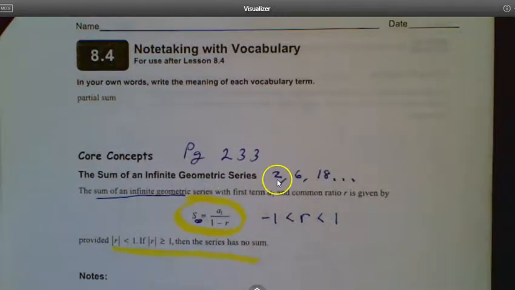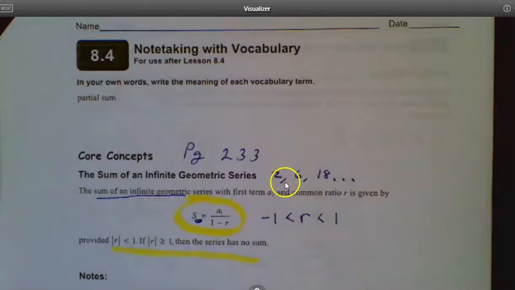So if you see a number pattern like this, where you can tell that the same number is being multiplied every time to get the next term, we know it's geometric. And then the little extra thing is there's a certain requirement that has to be true about that value as well. So I have my son Tyler here to help me out with this video a little bit.